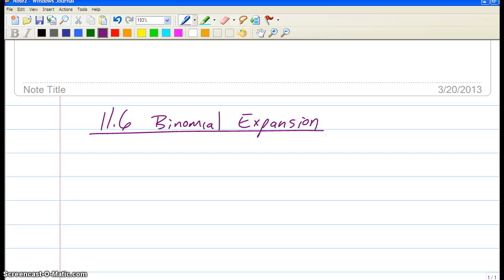Binomial expansion, and we are going to expand binomials. Okay? So one example of what we're going to do is we're going to expand a binomial like a plus b to the 0 power. What's a plus b to the 0 power? 1. I'm going to write that far over here.